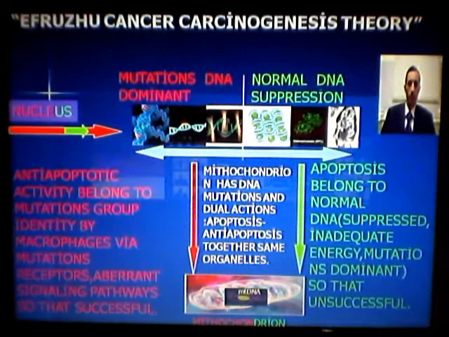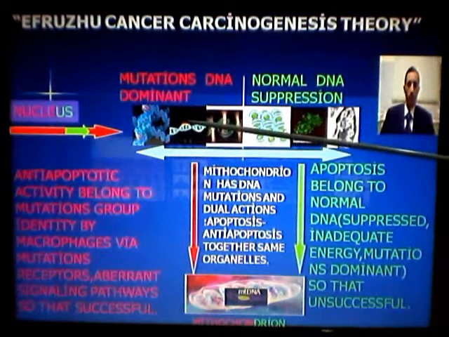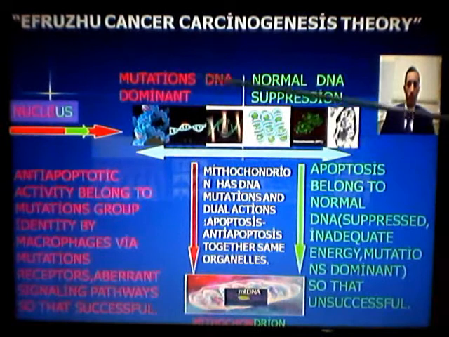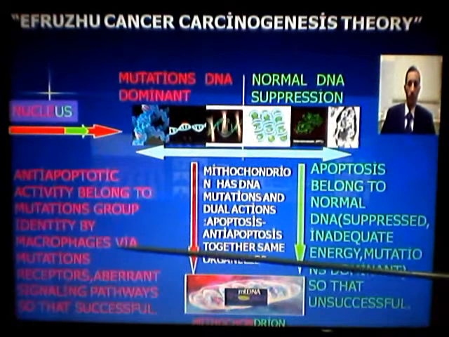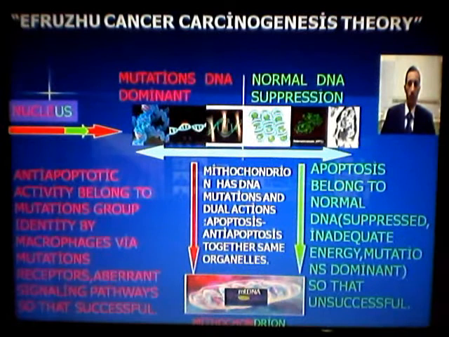Anti-apoptotic activity belongs to the mutations group identity. By macrophages via mutations, receptors, aberrant signaling pathways, so that successful normal DNA heterochromatic.